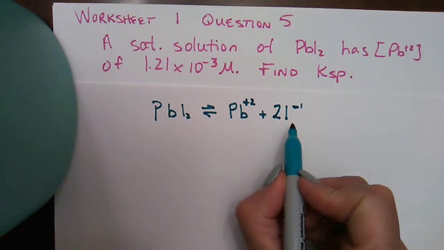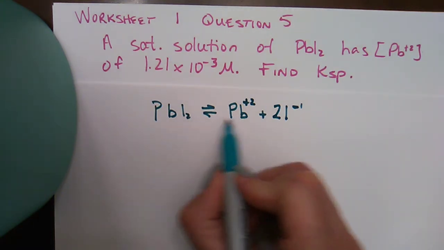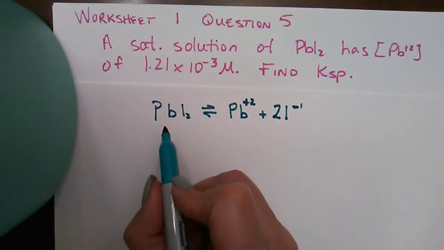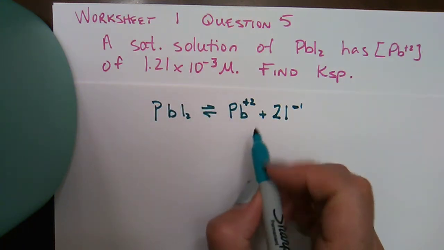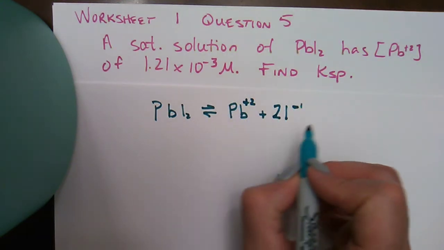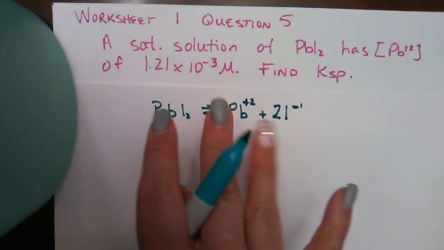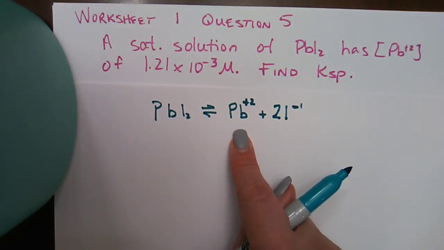This equation is now balanced in terms of the numbers of each atom, 1 lead, 2 iodines, and also the overall charge. There's no charge here, and on the product side, +2 and 2 times -1 is -2, adds up to 0 charge. So this is a balanced equation. That's the first of my big 3 steps.